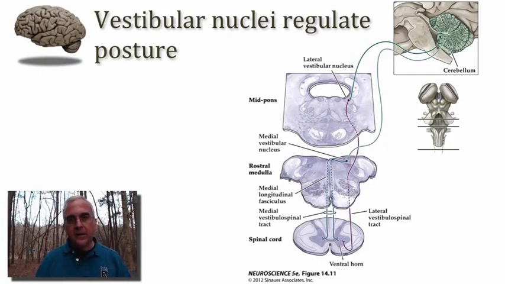So again, it's important to recognize that the medial vestibulospinal tract is mainly a connection to the cervical spinal cord, while the lateral vestibulospinal tract really runs the length of the cord, but it's especially concerned with the activation of extensor muscles in the lower extremities.